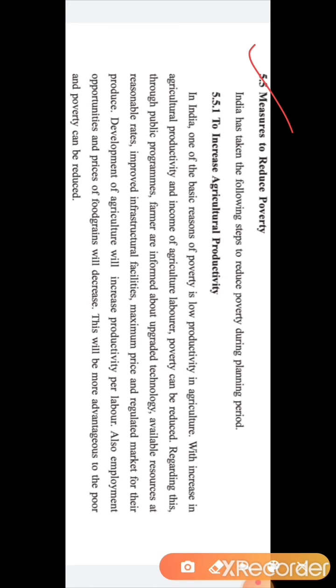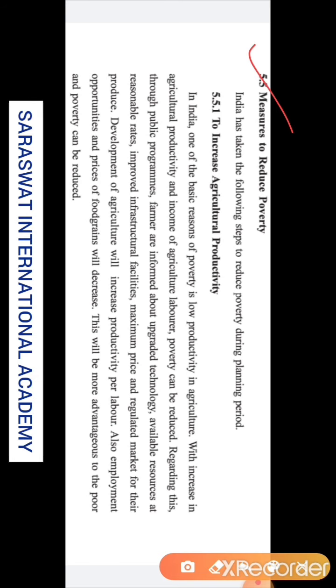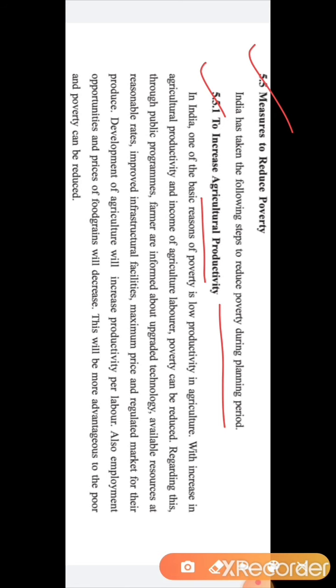India has taken the following steps to reduce poverty during the planning period. The first is to increase the agricultural productivity. These are the steps taken by the government of India to reduce poverty, and the first is to increase the agricultural productivity.